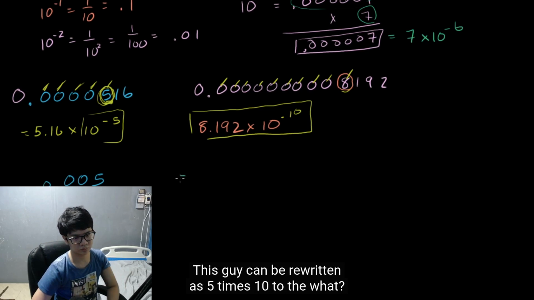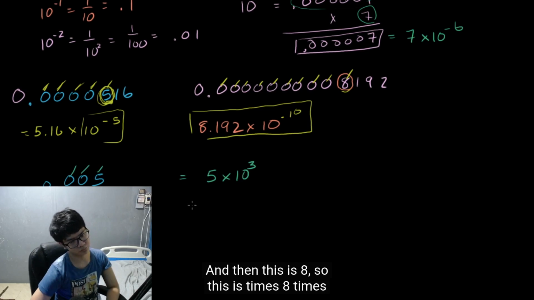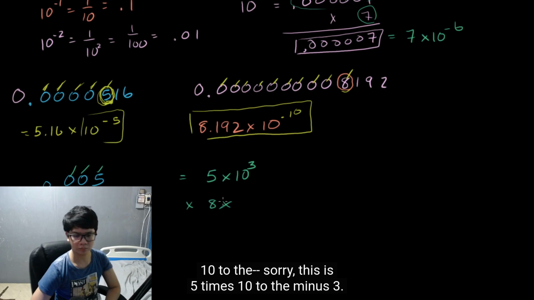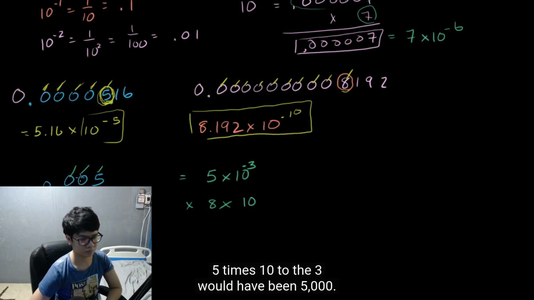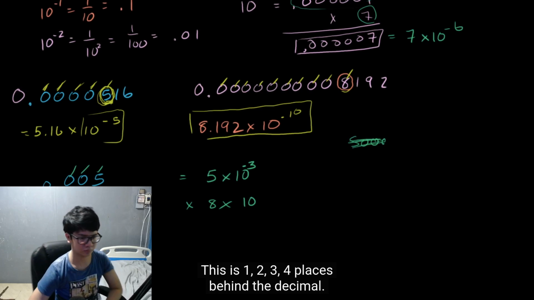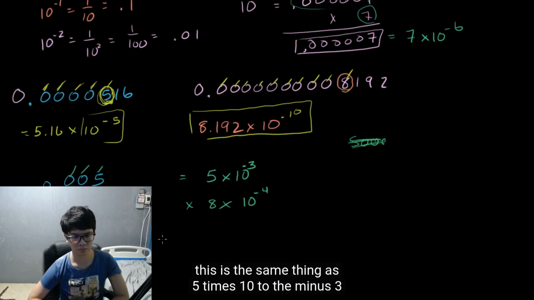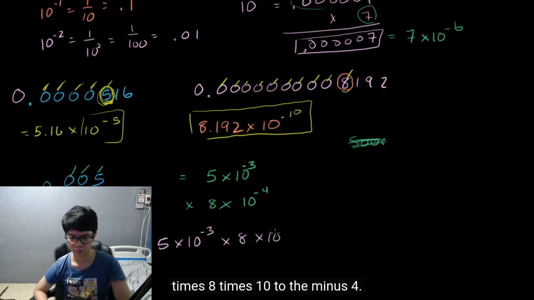This guy can be rewritten as 5 times 10 to the what? I have 1, 2, 3 spaces behind the decimal, so this is 5 times 10 to the minus 3. That's very important. 5 times 10 to the 3 would have been 5,000. Be very careful about that. Now, what does this guy equal? This is 1, 2, 3, 4 places behind the decimal, so it's 8 times 10 to the minus 4. So if we're multiplying these two things, this is the same thing as 5 times 10 to the minus 3 times 8 times 10 to the minus 4.